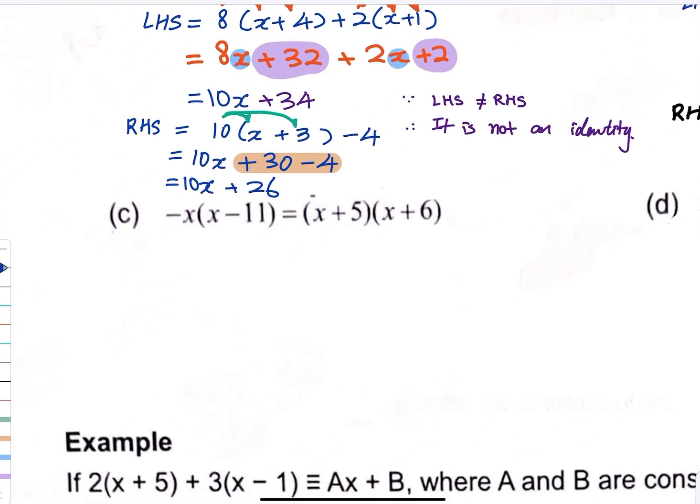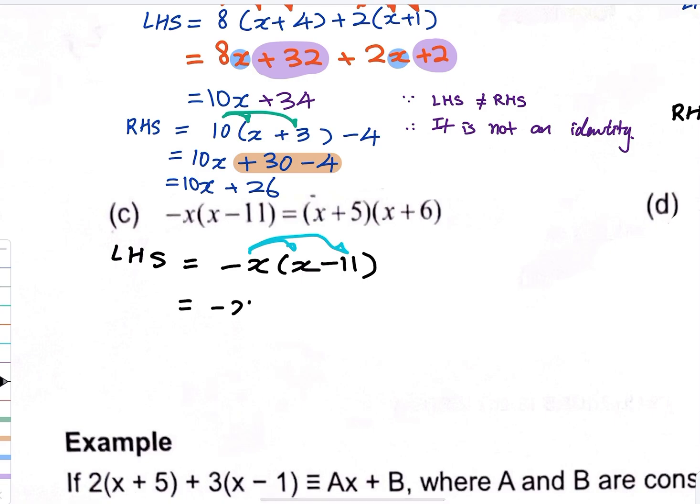Next, write your left hand side is negative x minus 11. Open up the bracket. This goes here, this goes here. Negative x times x. So there's 2 unknowns. If that's the case and they're multiplying, your powers add up. 1x here, 1x here. 1 plus 1, 2. Then negative x times negative 11. Negative becomes positive. So positive 11x. Now how about your right hand side?